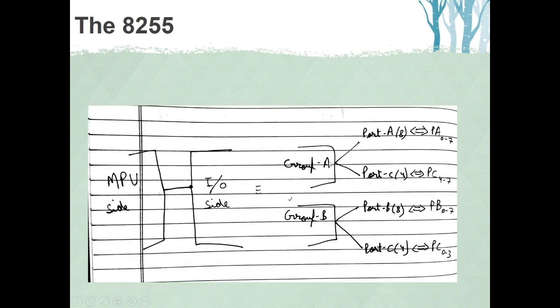Now a brief introduction about 8255. This is 8255. There are two sides of 8255. It is basically an interface between these two sides. One side is the microprocessor side. The other side is the input-output side. The input-output side consists of two groups, group A and group B. Group A consists of 8 pins of port A and 4 pins of port C. Group B consists of 8 pins of port B and the other 4 pins of port C.